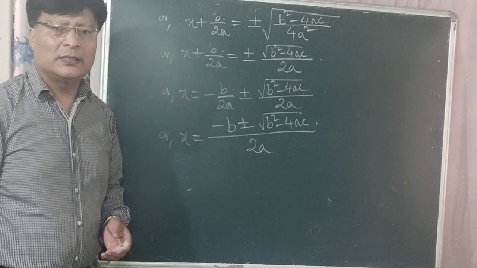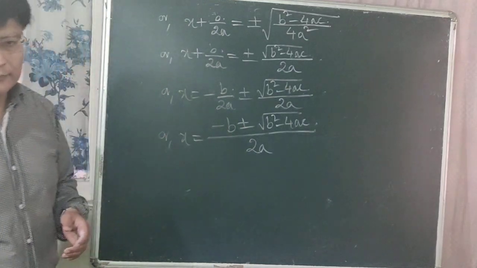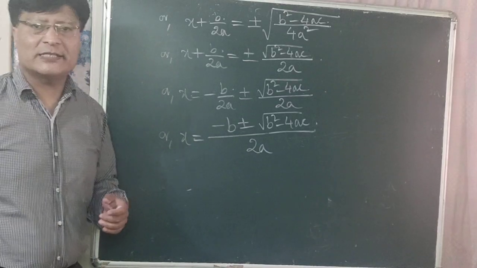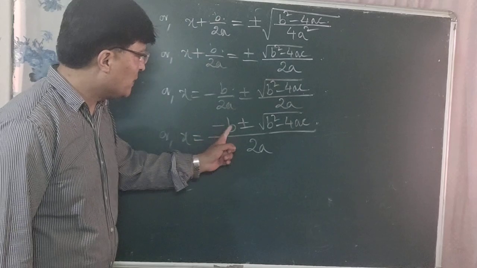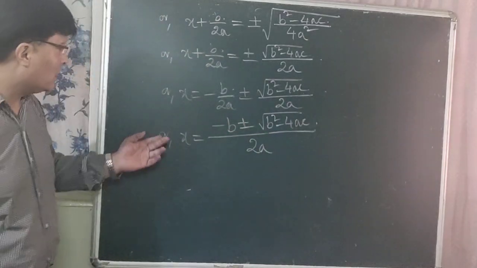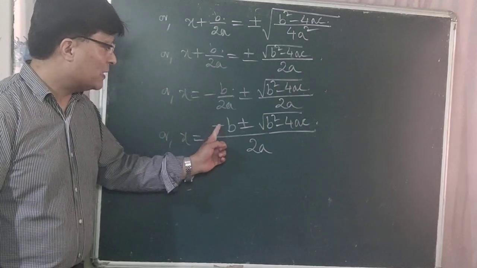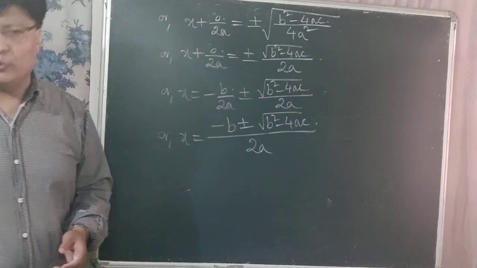So these are the values of x. These are also known as the roots of x. Actually, how many values of x are there? There are two values of x. One is x is equal to minus b plus root over b square minus 4ac by 2a. And which is the other one? It is x is equal to minus b minus root over b square minus 4ac whole divided by 2a.